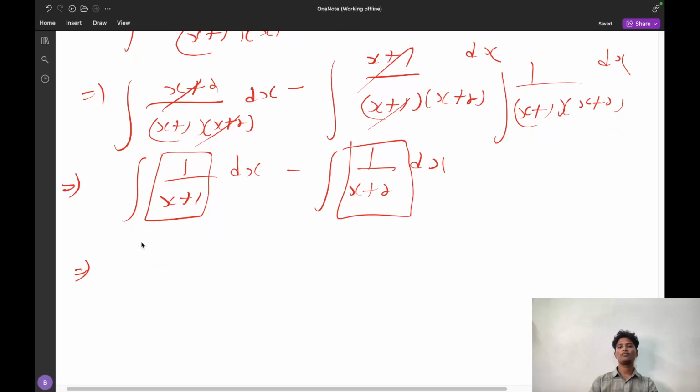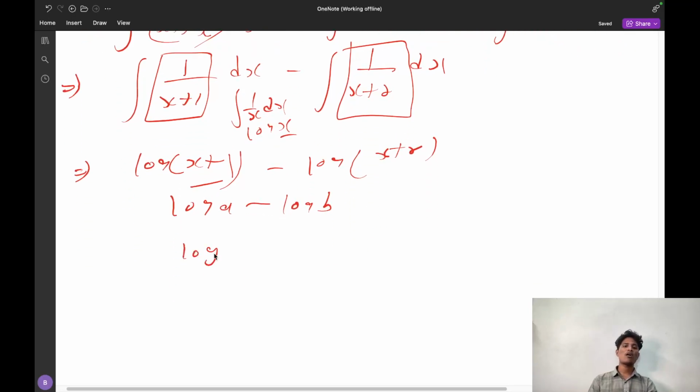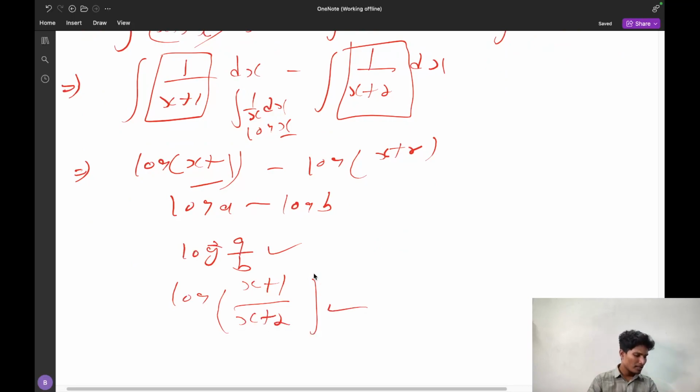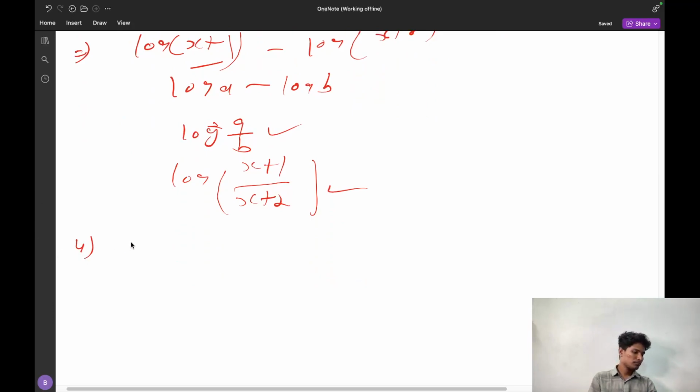Now what I will get? The integration of 1 by x plus 1 is log of x plus 1, because it is comparable to integral 1 by x dx, so it will be log x. Here x is x plus 1, minus log of x plus 2. This is the log a minus log b property, so I can write it as log of a by b. So the answer for this question, the third question, is log of x plus 1 divided by x plus 2. And now comes the fourth question, that is integral dx divided by 3 plus 4 sin x.